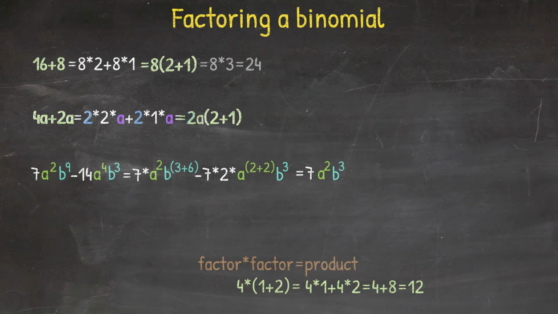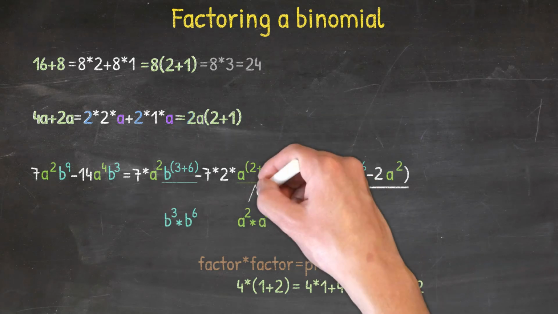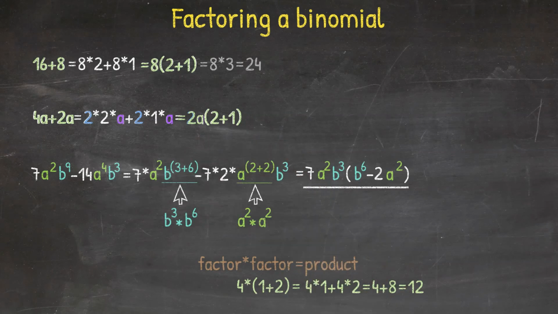What we're left with in the brackets is b to the sixth minus, we have 2 left, and a squared. So 7a squared b cubed, and in the brackets, b to the sixth minus 2a squared.